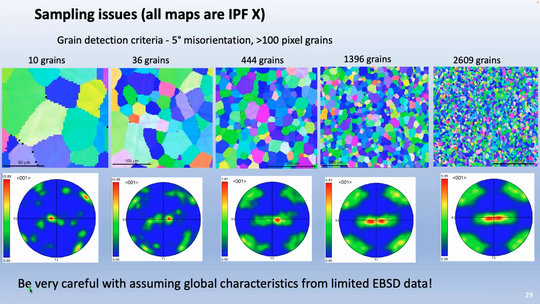So my caveat here is be very careful with assuming global characteristics from limited EBSD data. And I think that's very important because oftentimes people will publish some limited data and assume an awful lot about their sample that may or may not be representative.